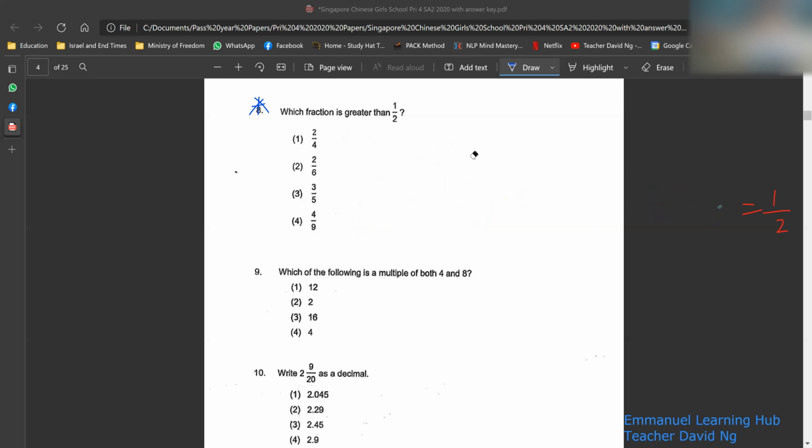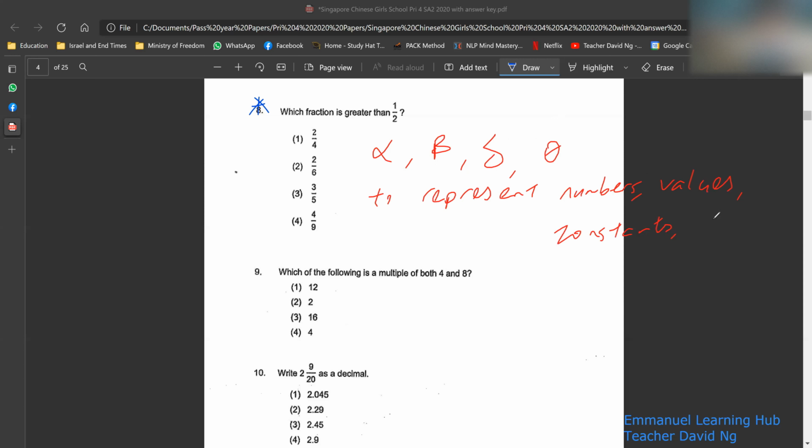What's algebra? Algebra is using letters, symbols to represent numbers. I repeat, algebra means the usage of letters, symbols to represent quantity, such as ABC to represent 1, 2, 3, or XYZ to represent any constant, or symbols like alpha, beta, delta, theta to represent numbers, values, constants, etc. Alpha and beta, you see in Sec 3. Theta, you see in Sec 3. Delta, you see in university, if you're reading engineering.